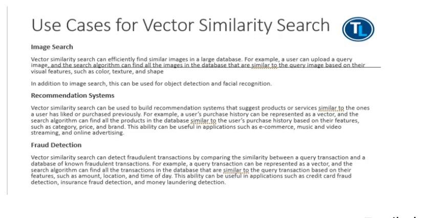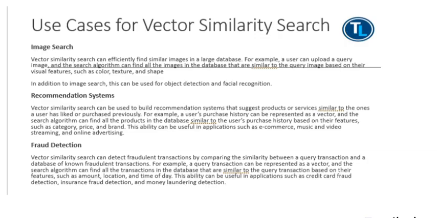Recommendation systems. Vector similarity search can be used to build recommendation systems that suggest products or services similar to the ones a user has liked or purchased previously. For example, a user's purchase history can be represented as a vector, and the search algorithm can find all the products in the database similar to the user's purchase history based on their features such as category, price, and brand. This ability can be useful in applications such as e-commerce, music and video streaming, and online advertising.